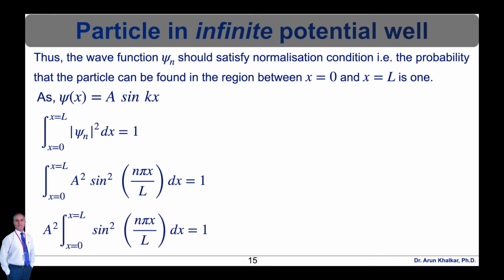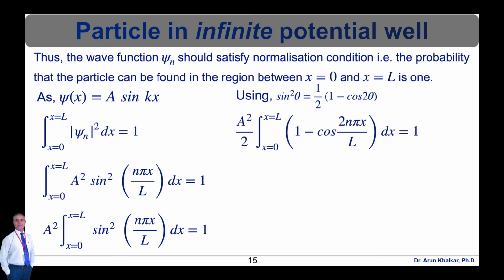Therefore, after integrating, we can write A square with integration from x is equal to 0 to x is equal to L, these are the limits, into sine square of n pi x upon L into dx is equal to 1. Therefore, by using sine square theta is equal to half of 1 minus cos 2 theta, we can write A square divided by 2 integration with limits 0 to L of 1 minus cos of 2n pi x divided by L dx is equal to 1. Therefore, A square divided by 2 integration with limits 0 to L of dx minus cos of 2n pi x divided by L into dx is equal to 1. This is simply by multiplying dx inside every term inside the bracket.